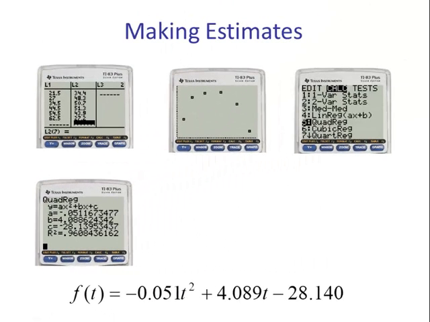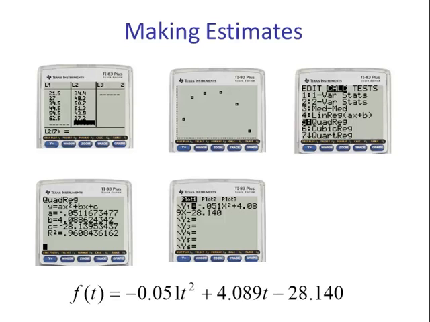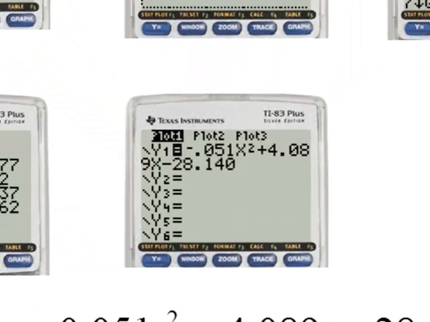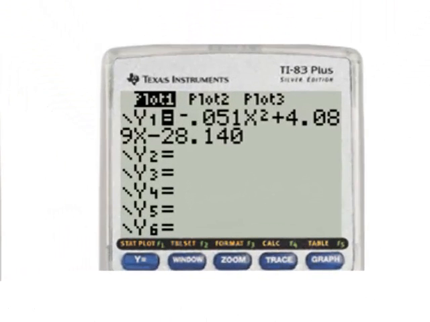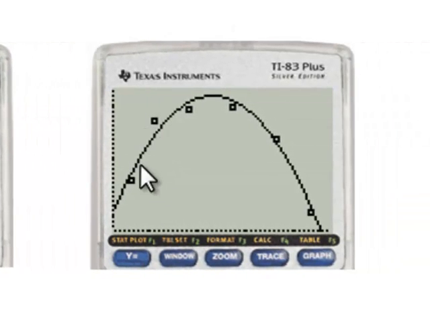So our function will be f of t equals negative 0.051 t squared plus 4.089 t minus 28.140, rounded to 3 decimal places. We need to graph this equation to see how well it fits the data. Put that in Y1, hit graph, and we see this parabola is modeling the data very well.